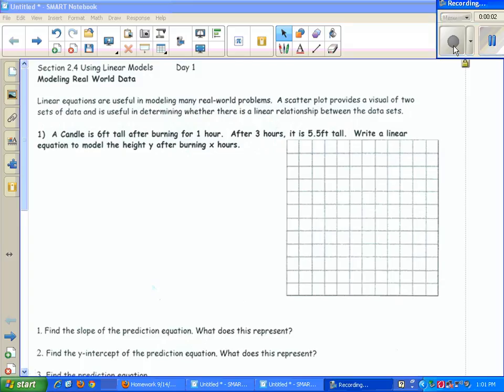Hello. This is section 2.4, using linear models, day 1. So we are going to talk about modeling real-world data. Linear equations are useful in modeling many real-world problems.